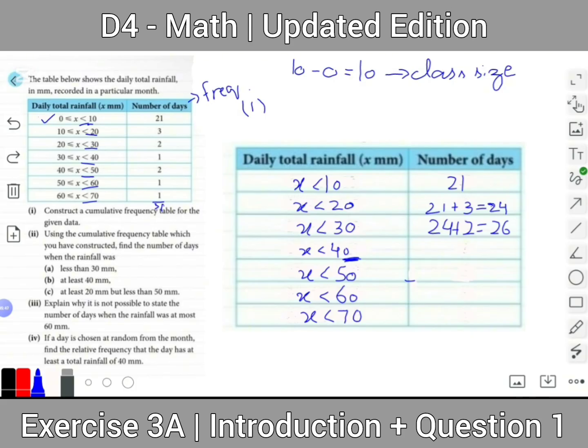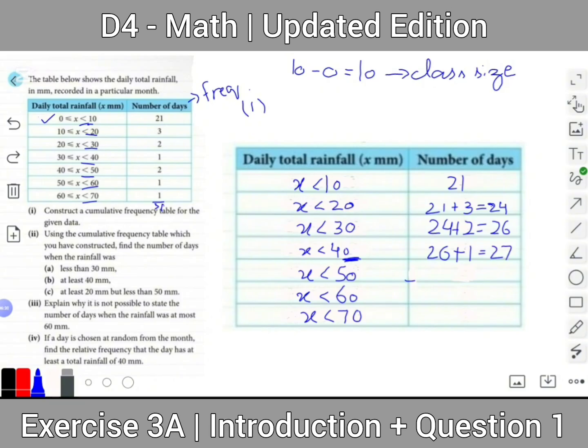So if we want to calculate the cumulative frequency till 40, we will add the frequency from 0 to 40, or we simply add 1 into the previous total and it will give us 27, cumulative frequency of 27.